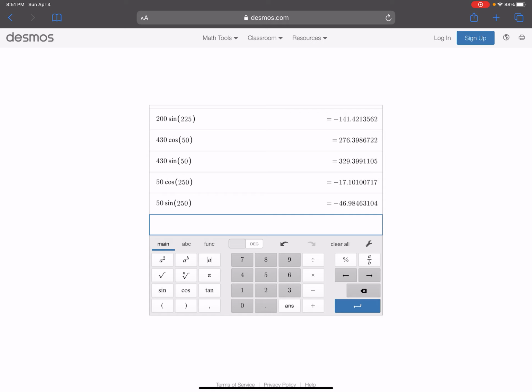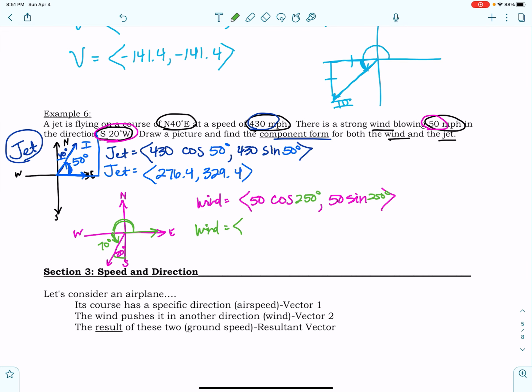Okay. So I get negative 17.1 and negative 46.98, or you can just call it negative 47. All right. So negative 17.1, negative 47. We're in quadrant 3. Makes sense that they're both negative. Life is good.